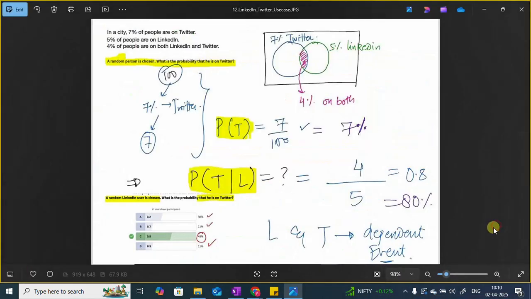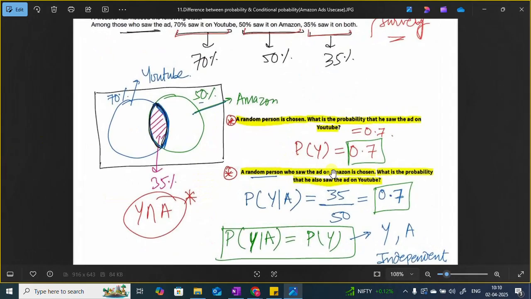Clear, guys? Any doubt so far? Any doubt so far?